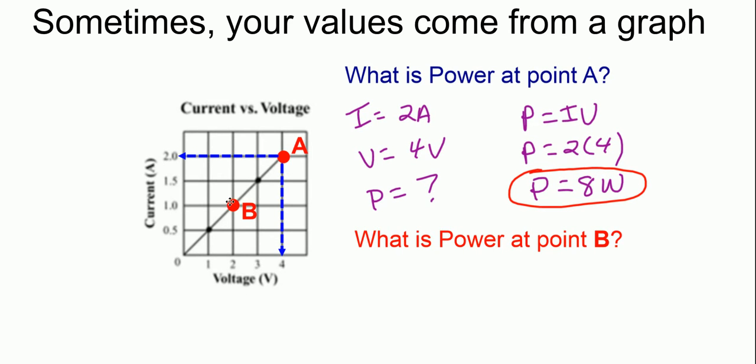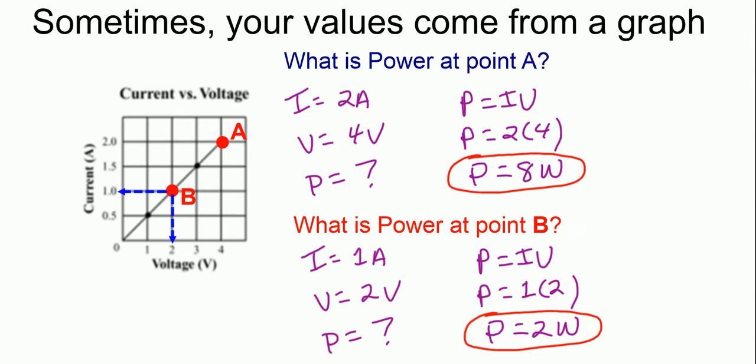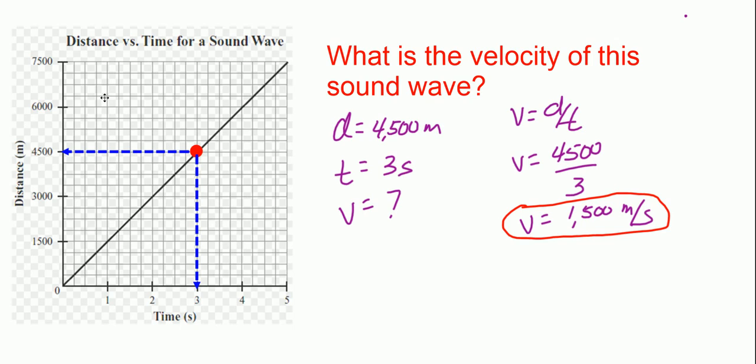B's here, right? What's current going to be? Is current going to be 1? Voltage 2, same thing. Current is 1 amp. Voltage is 2 volts now. Still looking for power, right? Put it in, you get 2 watts. Not a big deal. This will be a bit different one here.